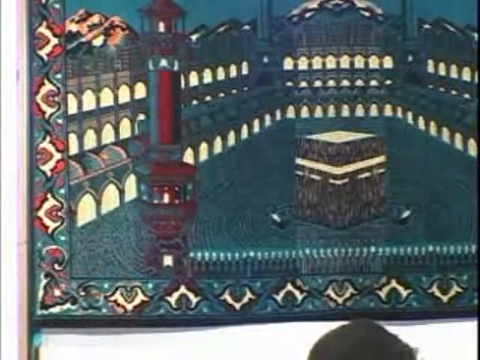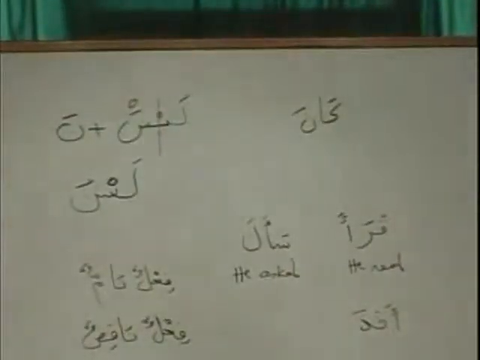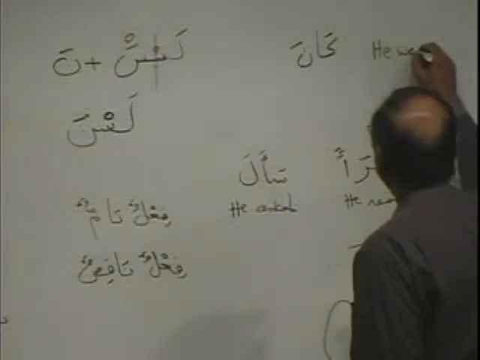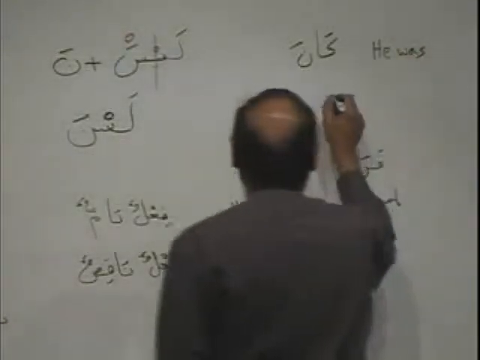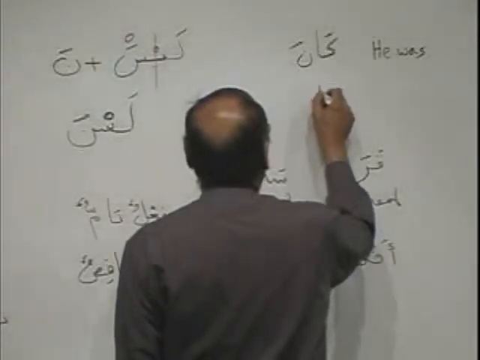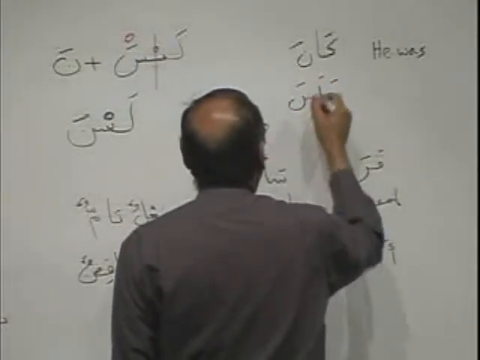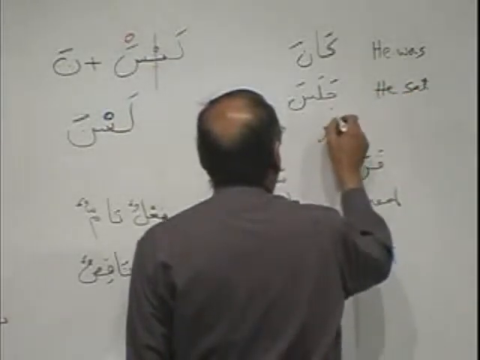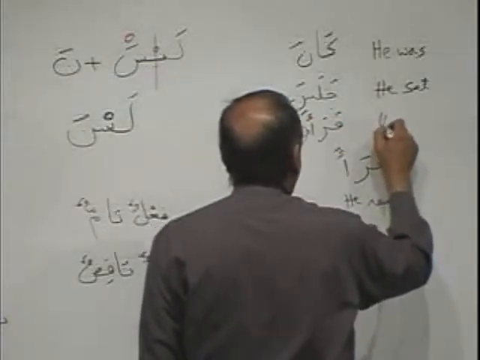Now I write here one verb, brother and sister, which we are going to do very soon. What did I write? What is the verb? Kana. It's very common in Quran. Kana. What is the meaning of kana? He was. Now I write another verb. Jalasa. What is the meaning? He sat. I say Qara'a. What is the meaning? He read.